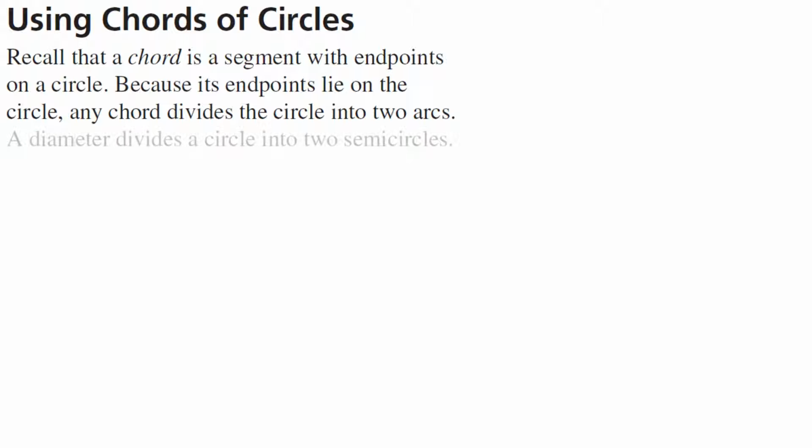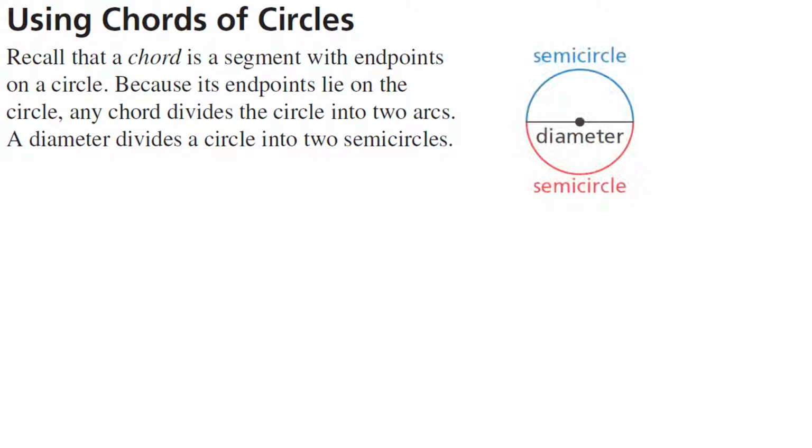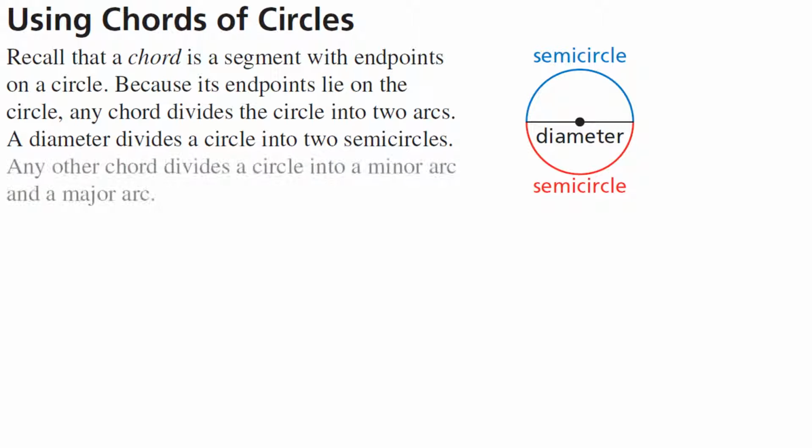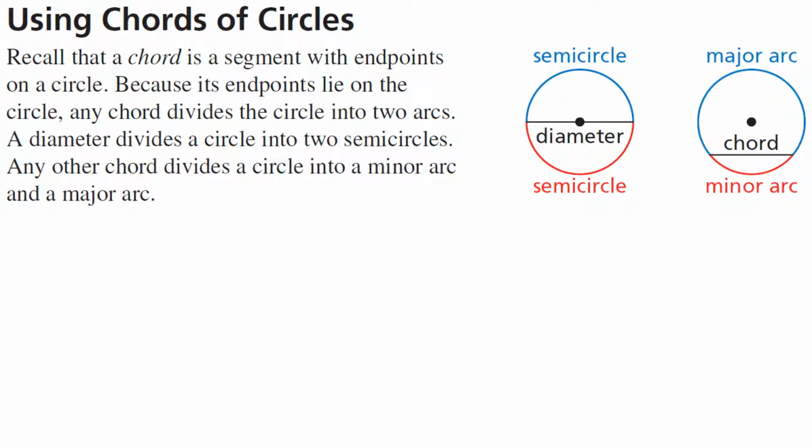And if the chord happens to be the diameter, right, the chord goes through the center of the circle, well, then the arcs will actually be equal in measurement, right, because they'll be congruent. They'll each be a semicircle. So that's maybe not quite so exciting. What's more exciting is when the chord is not a diameter.